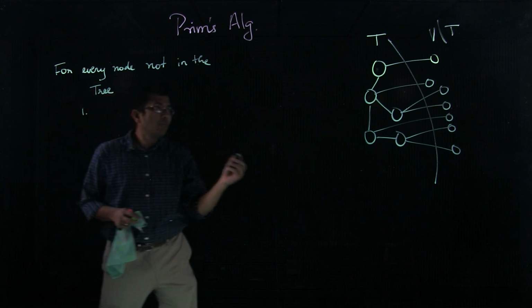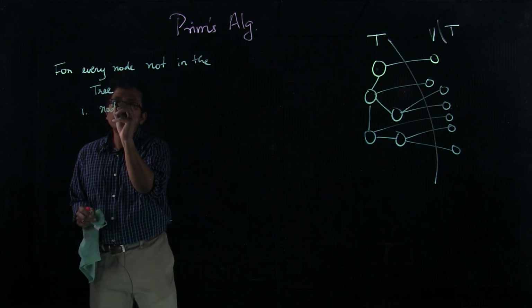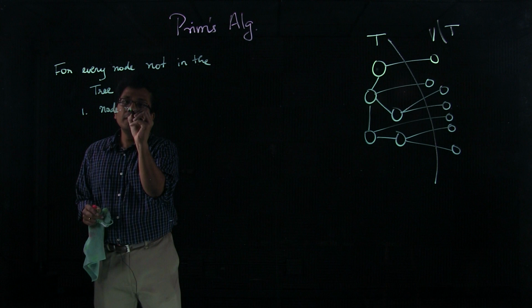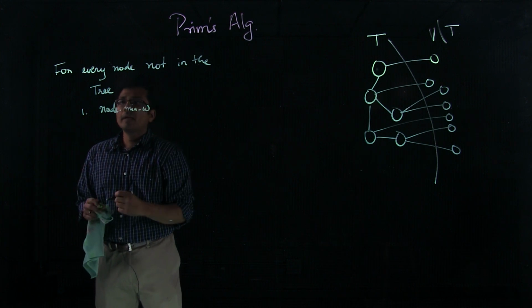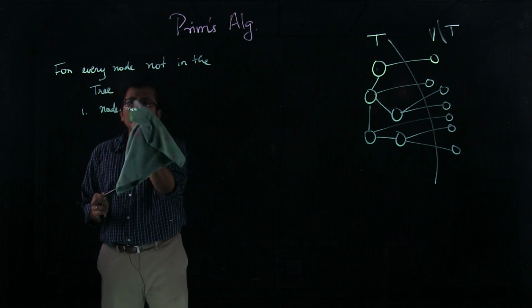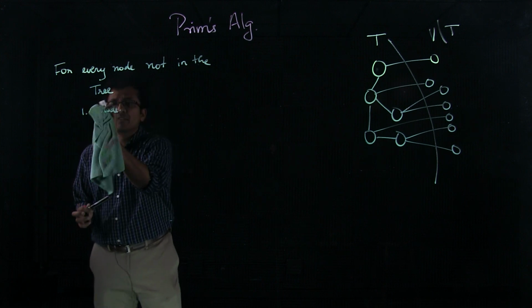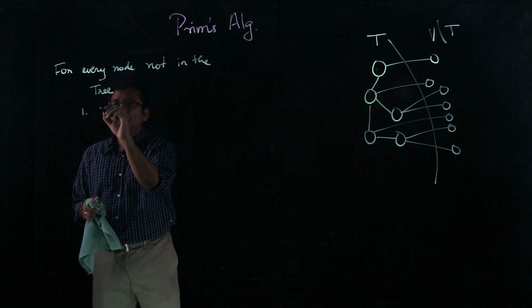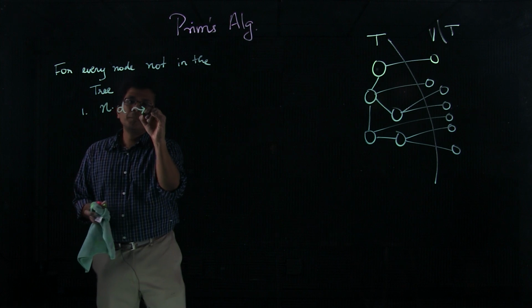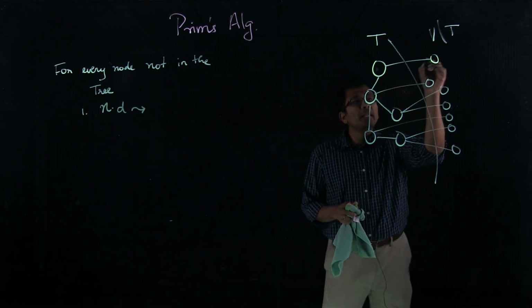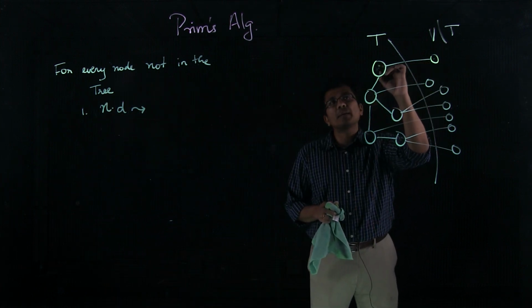Number one, we are going to maintain node dot min w. Let me just call it d. So node dot d is going to be the weight of the minimum weight edge from that node to some node in the tree.